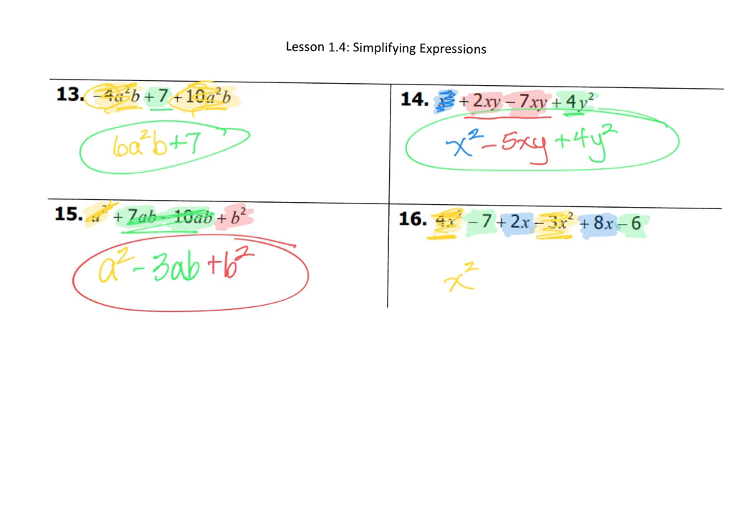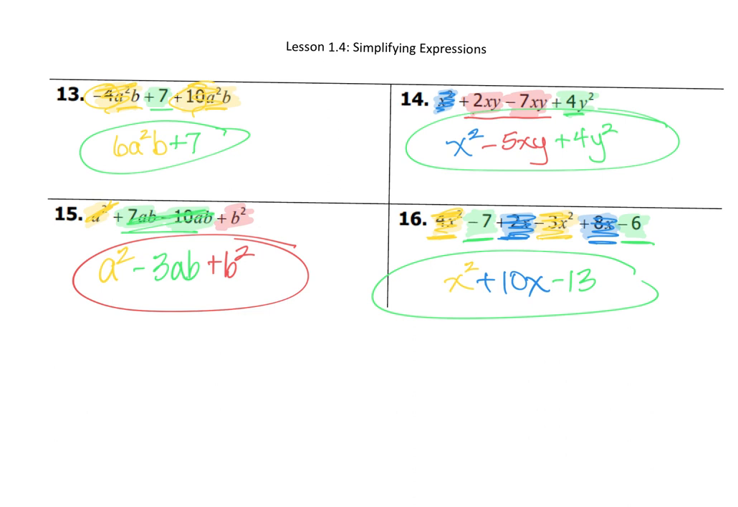And then I have my x terms. I have 2x's plus 8x's is positive 10x's. And then I have my constants. Negative 7 and negative 6 would combine to make negative 13. And this is done. Again, 3 separate terms. X squareds can't go with x's, which can't go with constants. So really pay attention to the types of letters.